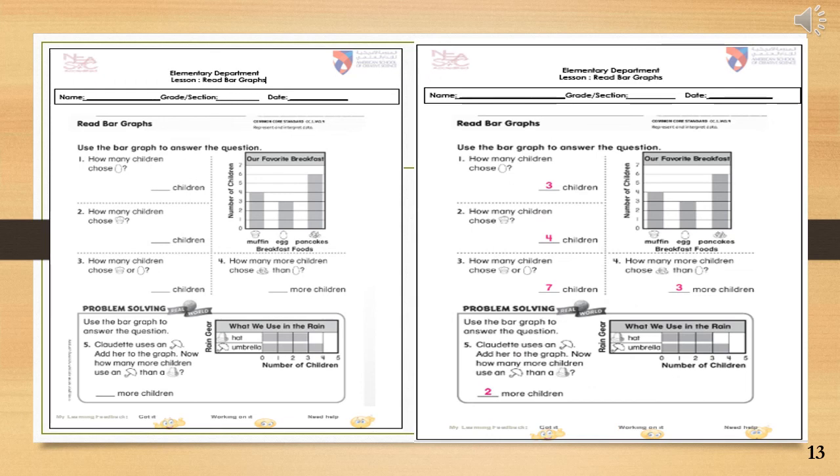Slide number 13. Let us practice some more. Use the bar graph to answer the question. Number 1. How many children chose egg? Looking at the bar graph, we follow the line under egg. So 3 children chose egg.